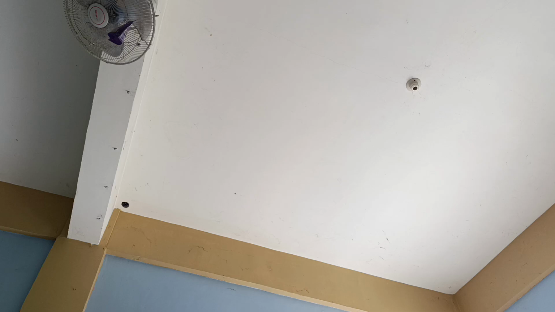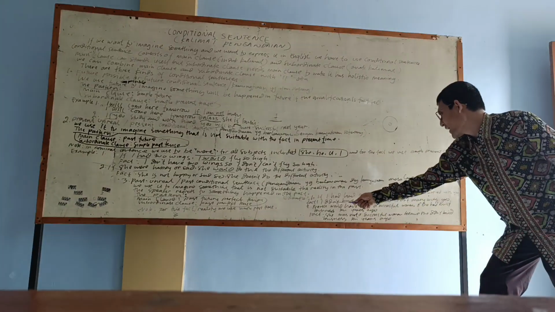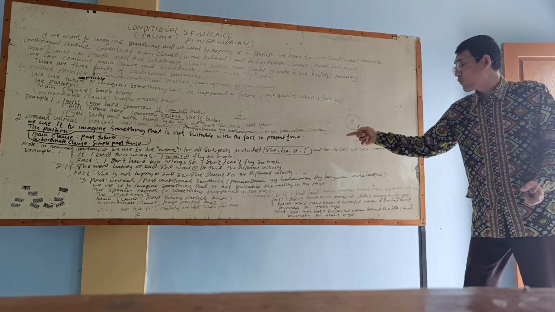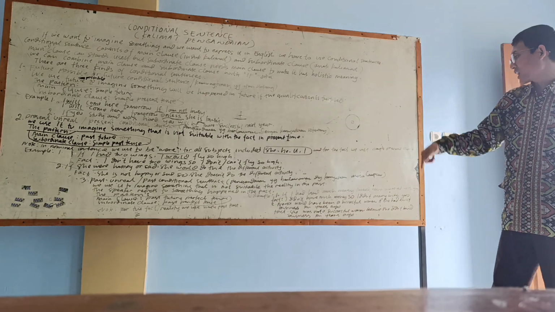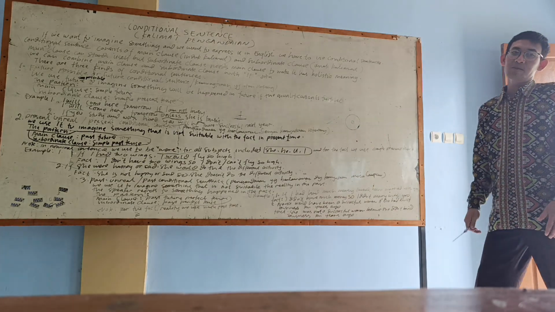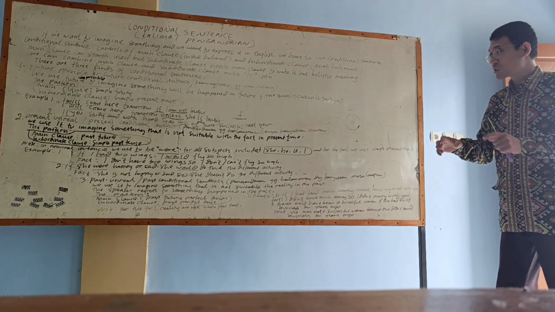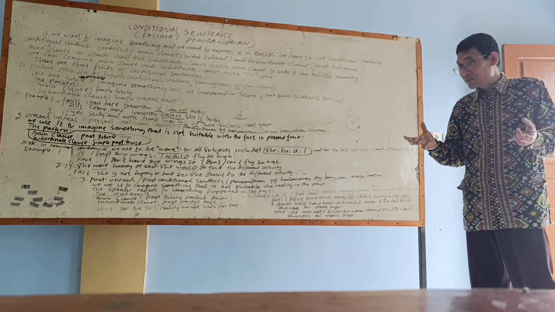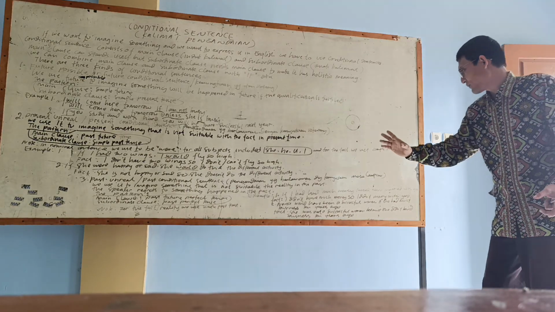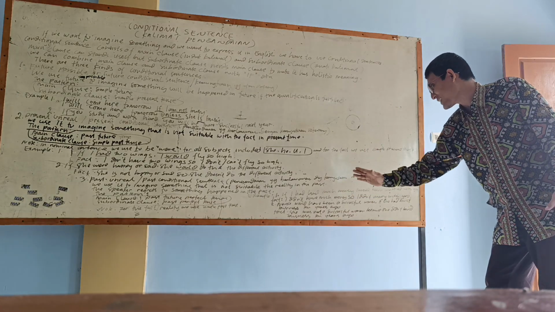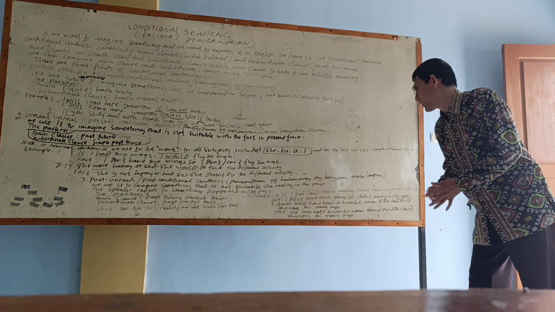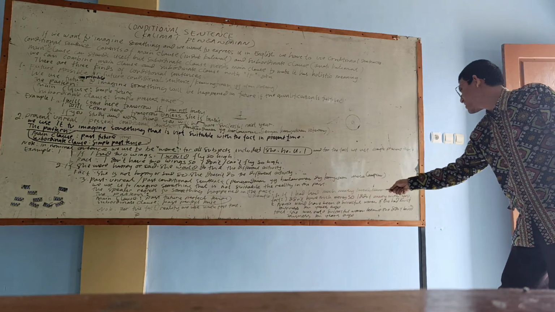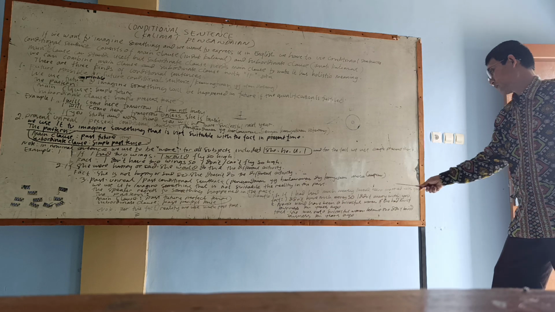Next, come on. Look at this. The fact, for the third conditional sentence we use simple past tense, because this one imagines something that is not suitable with the past. Of course, the fact, the reality, we use simple past tense. I didn't have much money, so I didn't marry you.